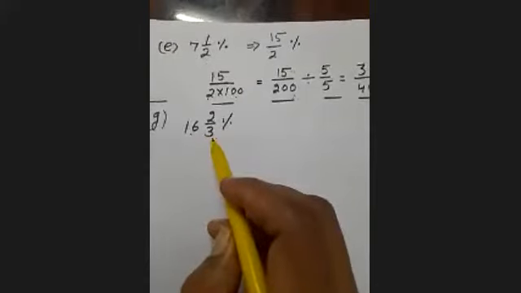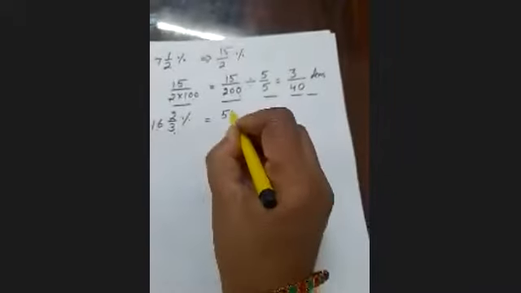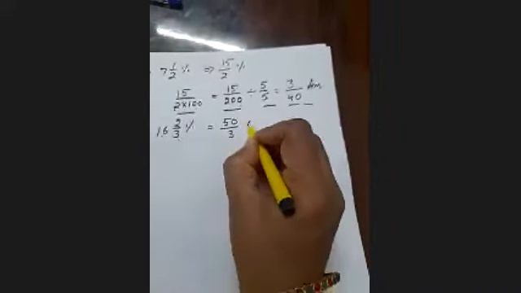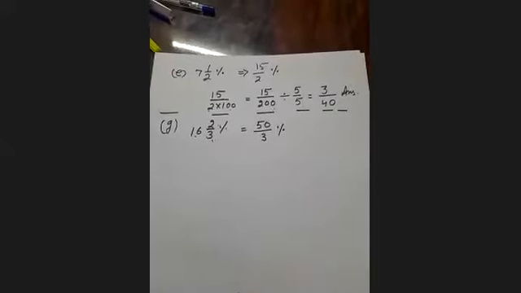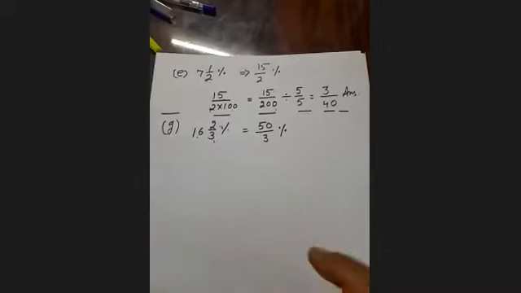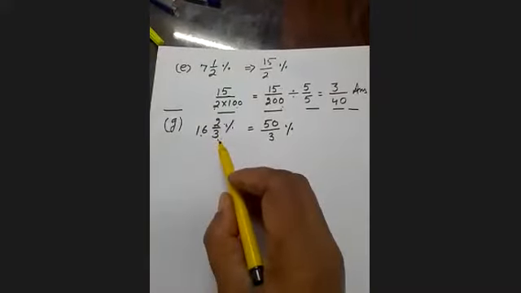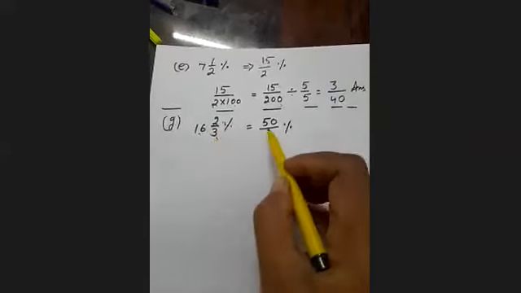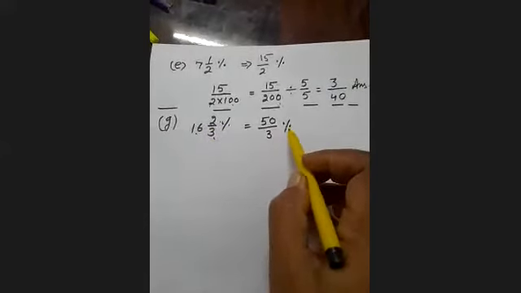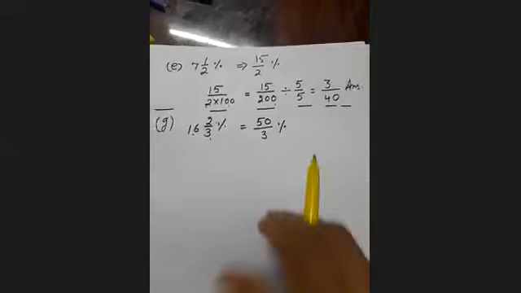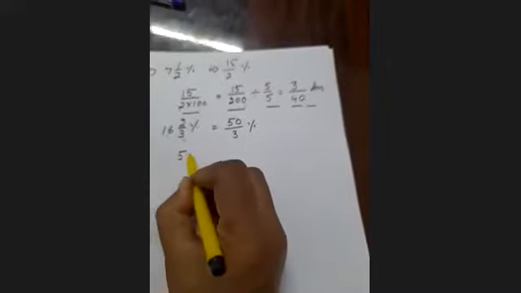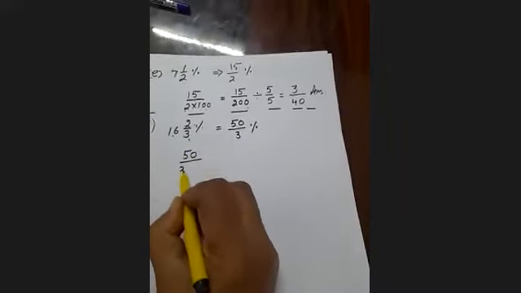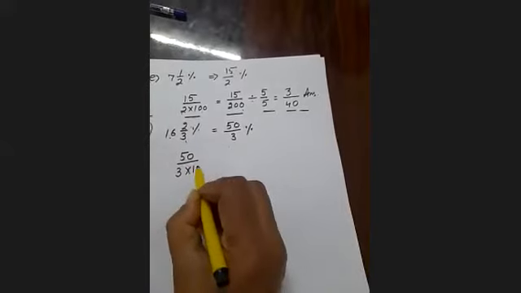16 times 3 is 48. Plus 2, 50. So we'll get the number 50 upon 3%. Now, students, to remove the percentage sign, we will divide by 100. 50 upon 3 multiplied by 100.